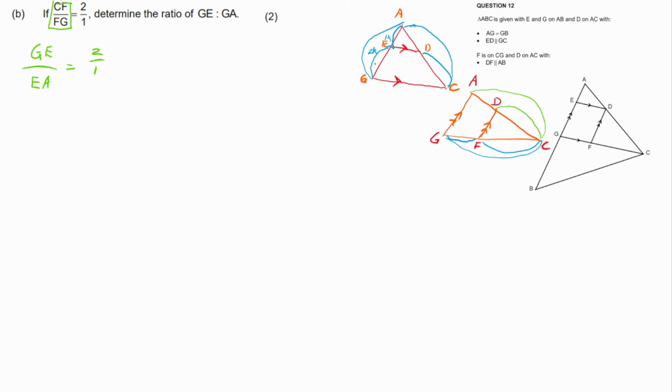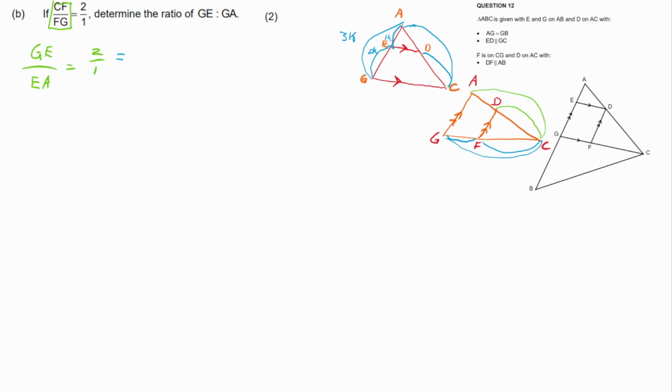So I know that GE is 2k and EA is 1k, because over here this is 2 over 1. So no, GE is 2 and EA is 1. So I just say 2k and 1k. So that makes GA 2k plus 1k, because these are right next to each other. So I know that GA is 3k.